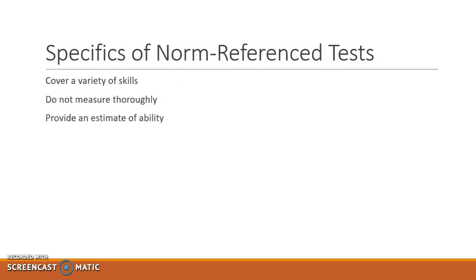Norm-referenced tests are not nearly as specific as criterion-referenced tests. They cover a broad base of information and skills, but can give a teacher a much quicker estimate of overall ability. They do not provide as thorough an understanding of mastery of any specific skill.